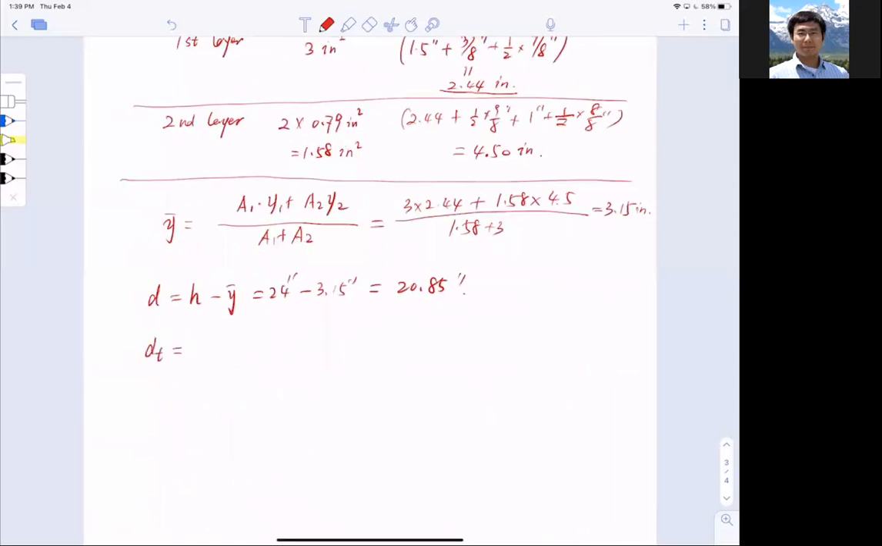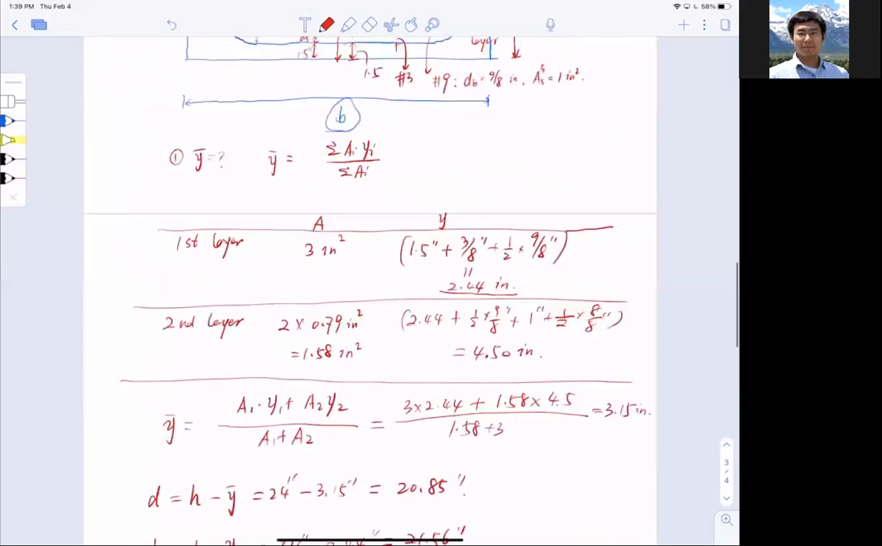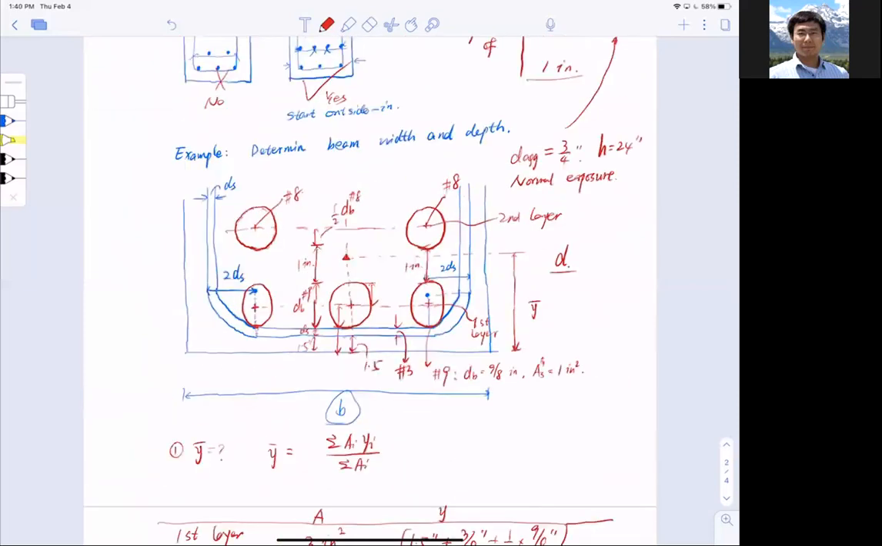Now, to do analysis, I need to know the extreme tensile layer reinforcement, the bottom row, which is h minus y2. That is 24 minus 2.44. Sorry, this is y1, not y2. So 24 minus 2.44 gives me 21.56 inch. So this is how we find the depths of 2 number 8 and 2 number 9 at the bottom in this configuration. All right, so now business is closed with the depths.